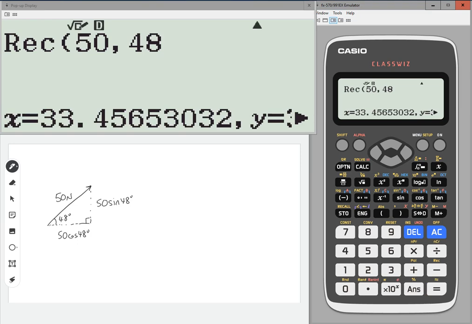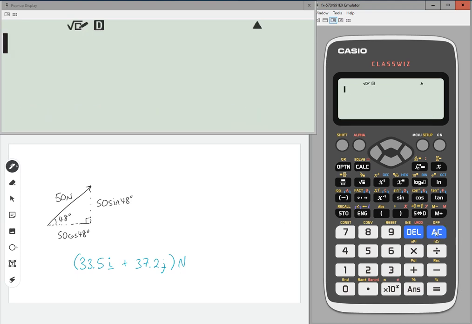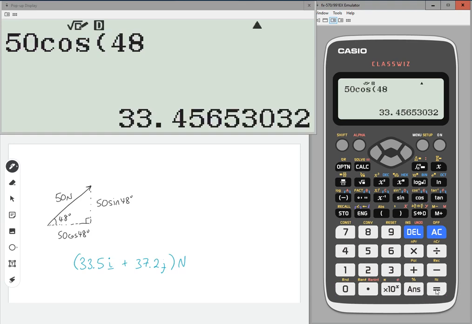And what it's going to tell us is that the force can be written as 33.5 i. I'm writing these to three significant figures. And then if I go along, 37.2, so plus 37.2 j newtons. So I can split it up into its i and j components, which is particularly useful if you are finding a resultant force. So just to double check, if I do 50 cosine 48, I should get the same thing.